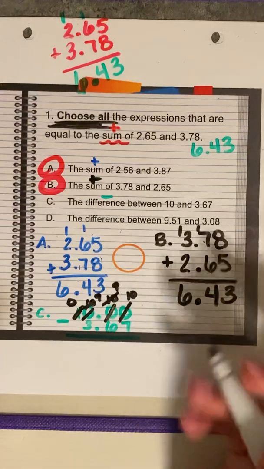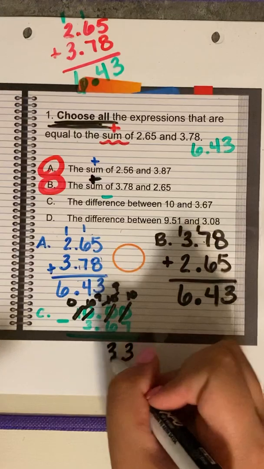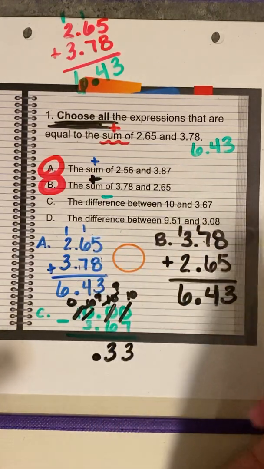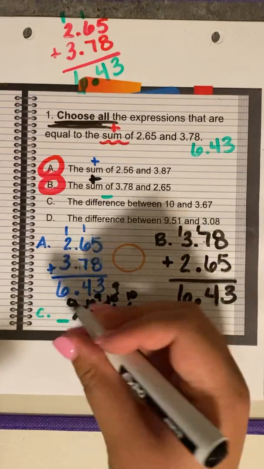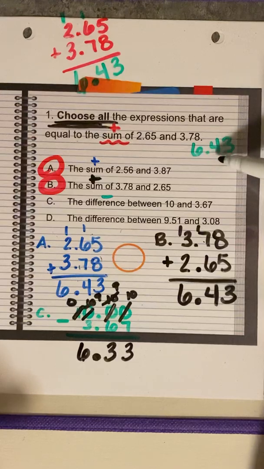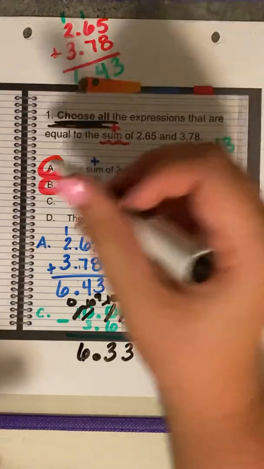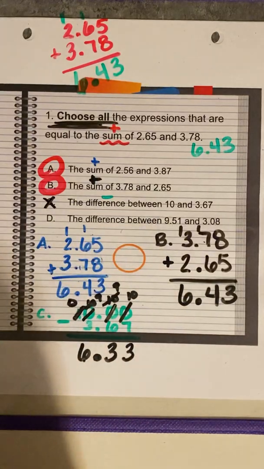So 10 minus 7 is going to be 3. 9 minus 6 is going to be 3. Drop that decimal again. 9 minus 3 is going to be 6. And 0 minus 0 is just 0, so 6 33/100ths. Nope, this is 6.43, so it is not C. All right, let's take a look at letter D.